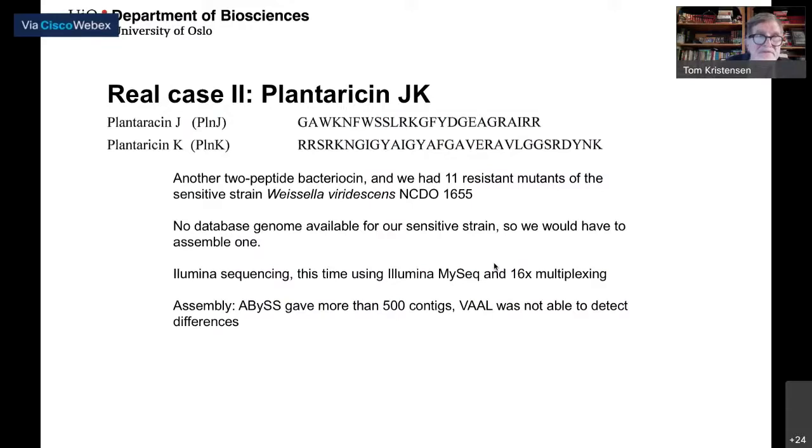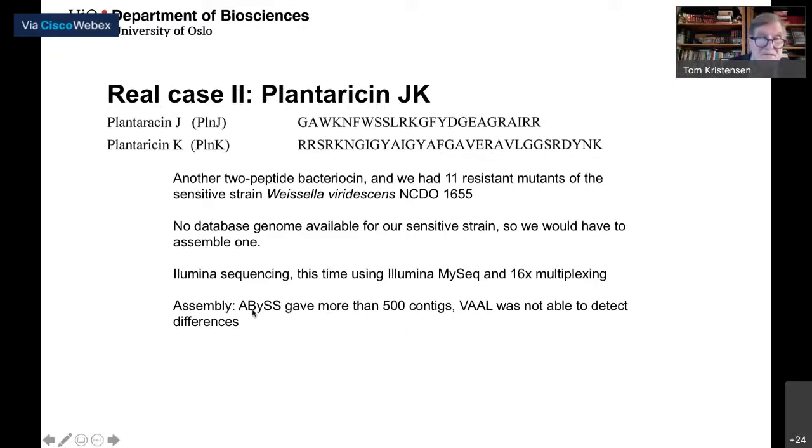So these are the results for plantaricin JK. Again, two peptides, both of which have to be present for the cell to be killed. We picked 11 resistant mutants. We assembled the genome ourselves, and for the assembly, we had to try several solutions.